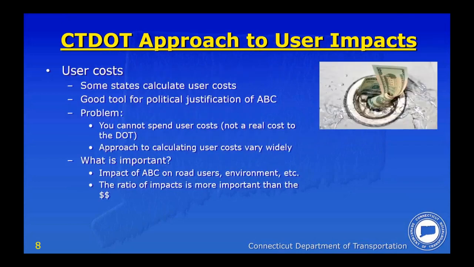So our approach to user costs was not to try to put a dollar value on users' impacts. This is the traveling public. We felt that it was not real money, and we didn't want to combine user impact, which are not real dollars that we can spend or save, with the real dollars that we can spend or save with the actual bridge design alternatives.